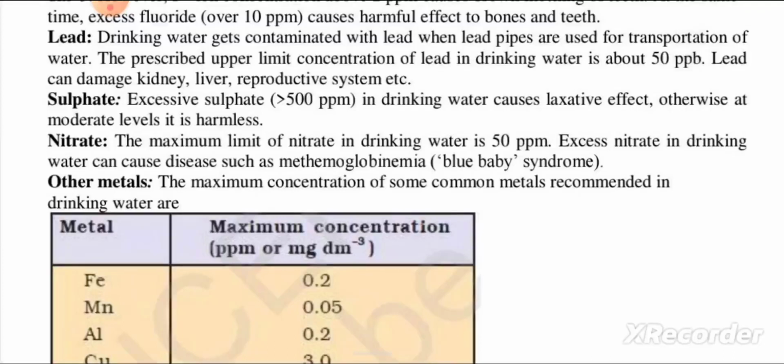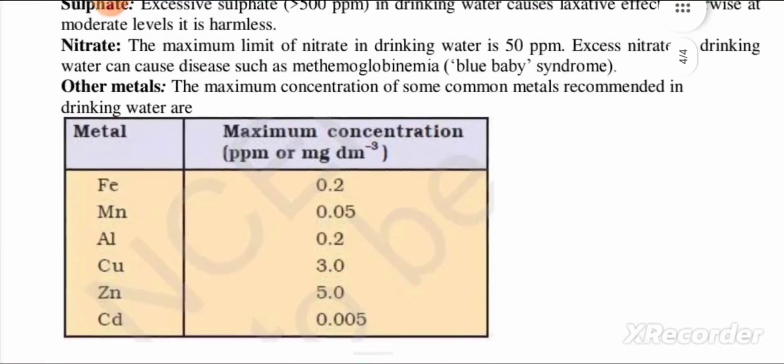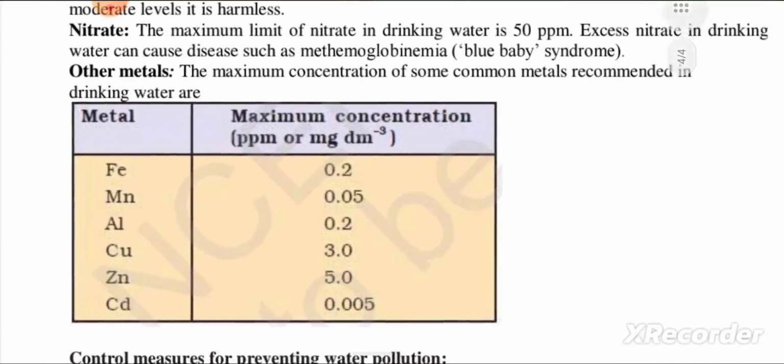Other metals. The maximum concentrations of some commonly found metals recommended in drinking water, in ppm, are: iron 0.2, manganese 0.05, aluminium 0.2, copper 3, zinc 5, cadmium 0.005.